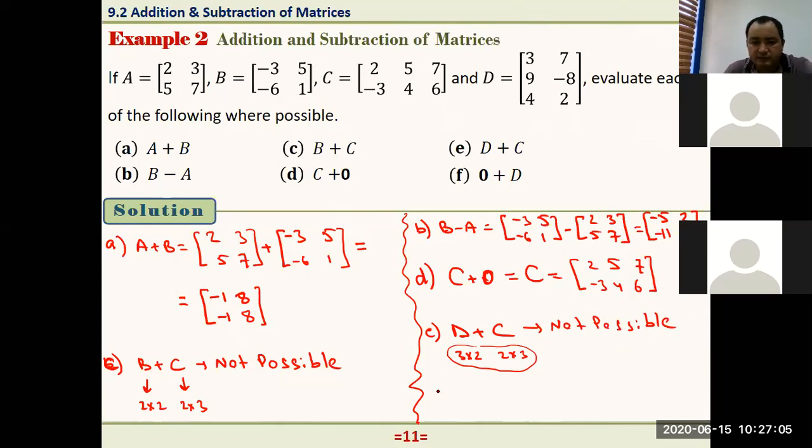How about F? F, this 0 matrix, bold-faced 0 plus D. Again, if you add from the left-hand side or right-hand side, doesn't matter. That's just equal to D. What is D? D equals this. Okay, 3, 7, 9, minus 8, 4, 2.